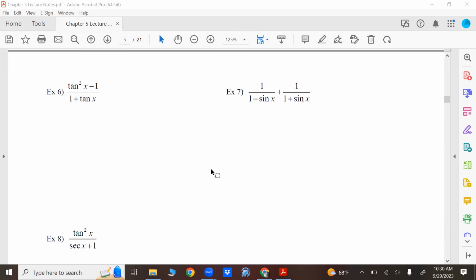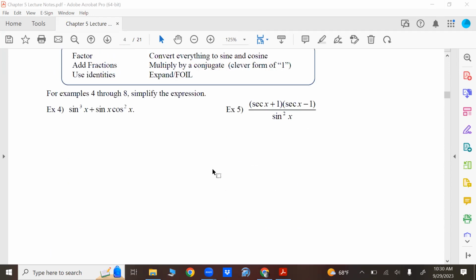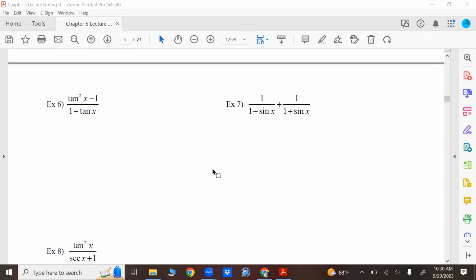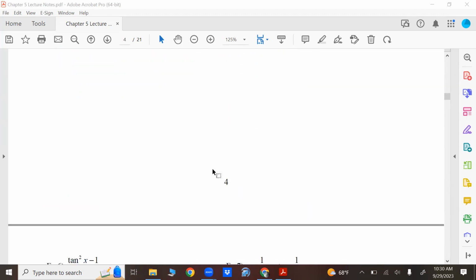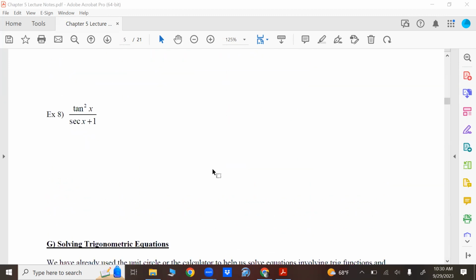So for examples 4, 5, 6, 7, 8. So what I'll do is let me do maybe 7 and 8. Let me do the harder ones. And then I guess I'll try 4, 5, 6. And then we'll solve after that.